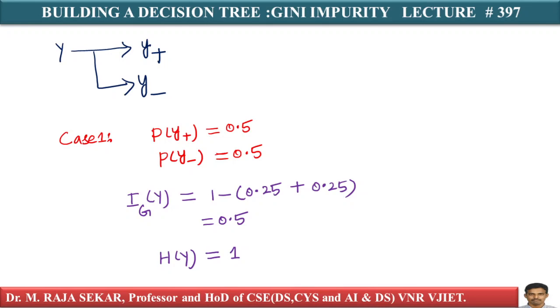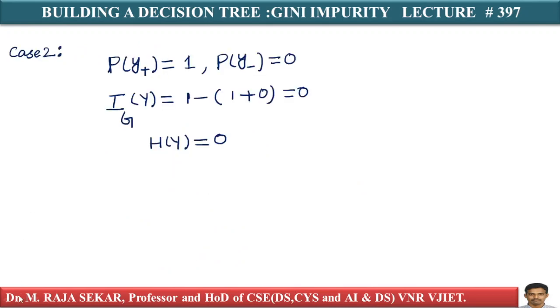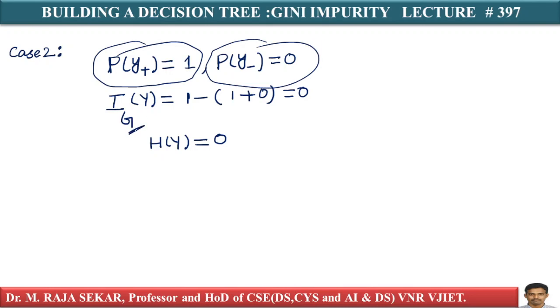Now let me consider another case. I am assuming probability of y plus is equal to 1 and probability of y minus equal to 0. In that case, what is your Gini impurity? 1 minus probability of y plus whole square plus probability of y minus whole square means you will get Gini impurity as 0. Remember, what is entropy of y in this case? Entropy of y is 0.